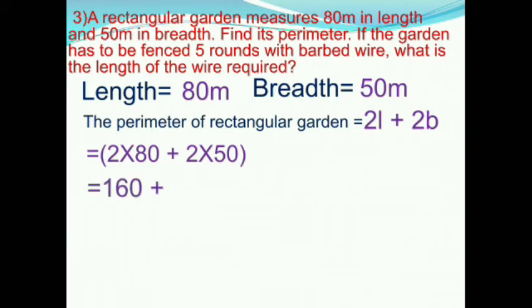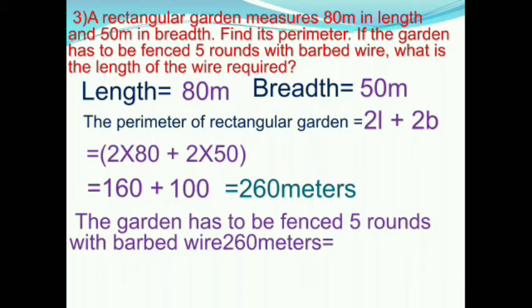2 eights are 16, so 160. 2 fives are 10, so 100. Now we should add this. 160 plus 100 is equals to 260 meters. The garden has to be fenced 5 rounds with barbed wire, 260 meters.